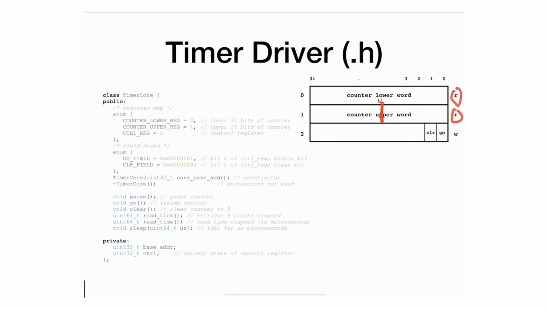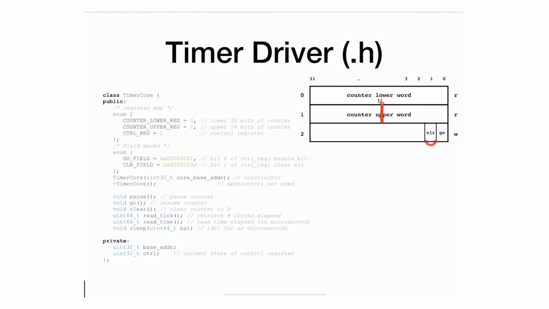These are basically write registers, and these are read registers, and this one is a write register, and it has a couple of signals. The go signal tells the timer to go, to continue and start, and the other one clears it, basically zeroes it out. Because I have those here, I need to pack and unpack these signals. I'm going to provide you with a mask field: the go field is 1 at the least significant bit, and the clear field is 1 at the second least significant bit.